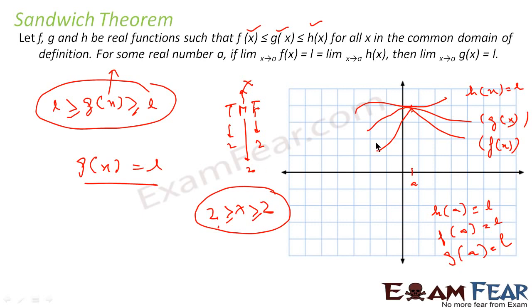Similar to this, if we have three functions f(x), g(x) and h(x), where the condition is that f(x) is always less than or equal to g(x) and g(x) is always less than or equal to h(x), then for a particular number a, if the limit of f(x) as x tends to a is equal to the value of h(x) as x tends to a, that means the value of g(x) as x tends to a will also be equal. That means all these 3 points will coincide. This is what we call the sandwich theorem.